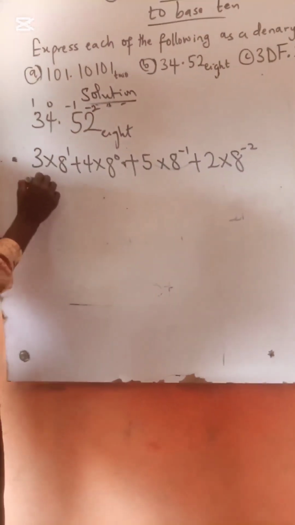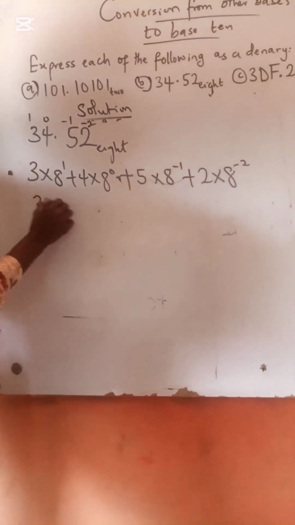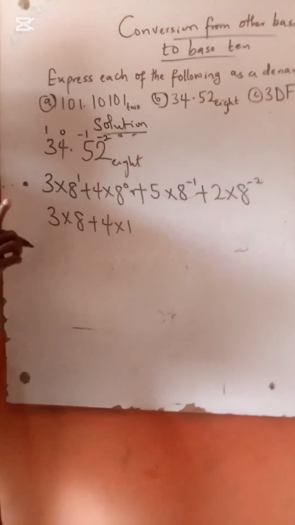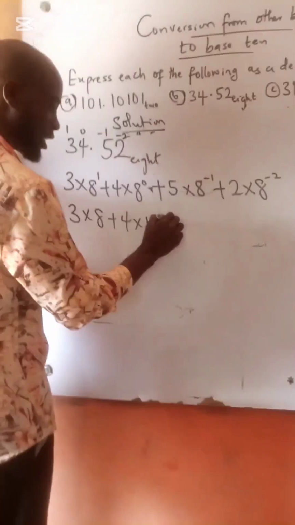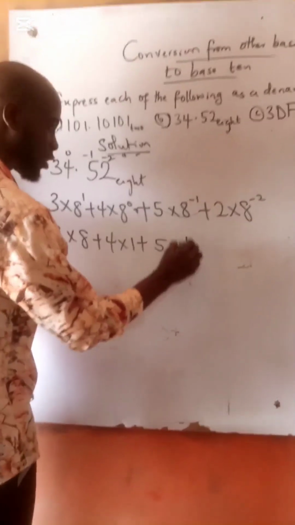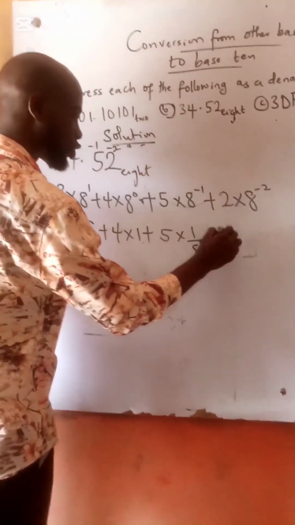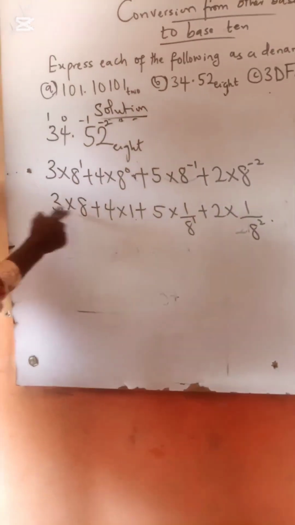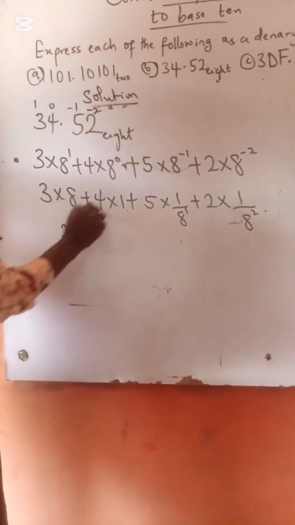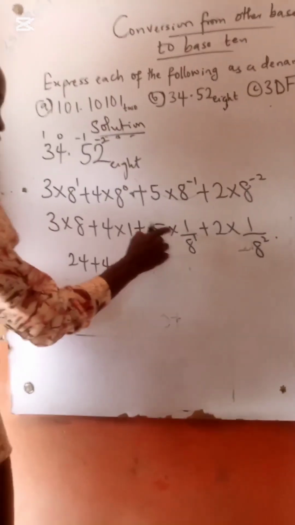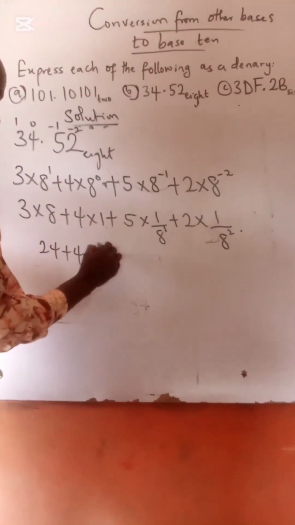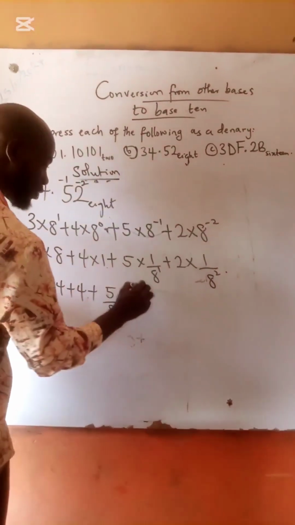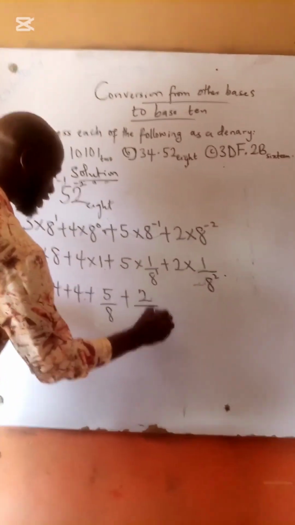So we have 8 power 1 is 8. 8 power 0 is 1. Anything to the power of 0 is 1. Don't forget that. And then we will write this as 5 times 1 over 8 power 1 plus 2 times 1 over 8 power 2. So 3 times 8 is 24. 4 times 1 is 4. And then 5 times 1 is 5 over 8 power 1 is 8, plus this one is 2 times 1 is 2, 8 power 2 is 64.